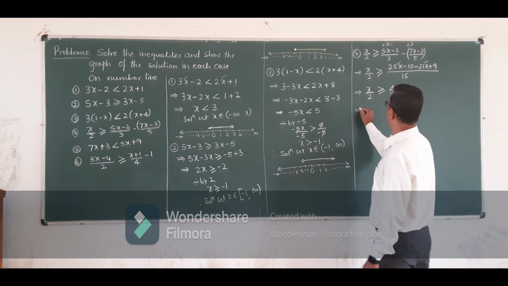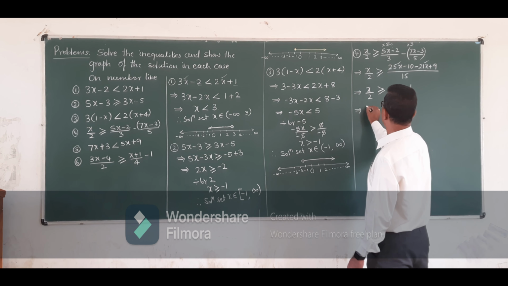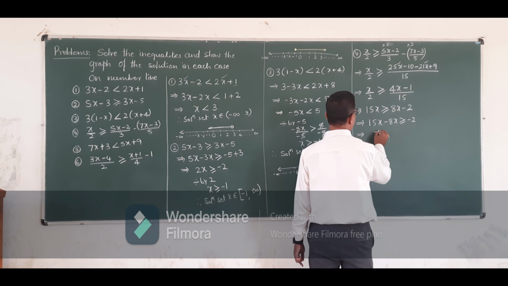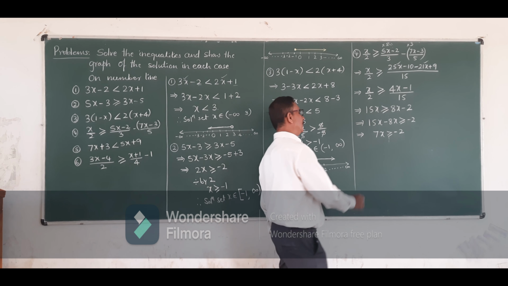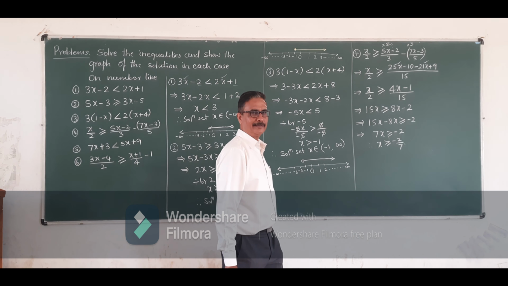Again cross multiply, 15 into x, 15x more than or equal to 2 into 4x, 8x minus 2 into 1. Rearrange 15x, take 8x on left side, minus 8x more than or equal to minus 2. This implies 15x minus 8x, 7x more than or equal to minus 2. Now if you divide by positive number 7, the inequality remains same, minus 2 by 7.